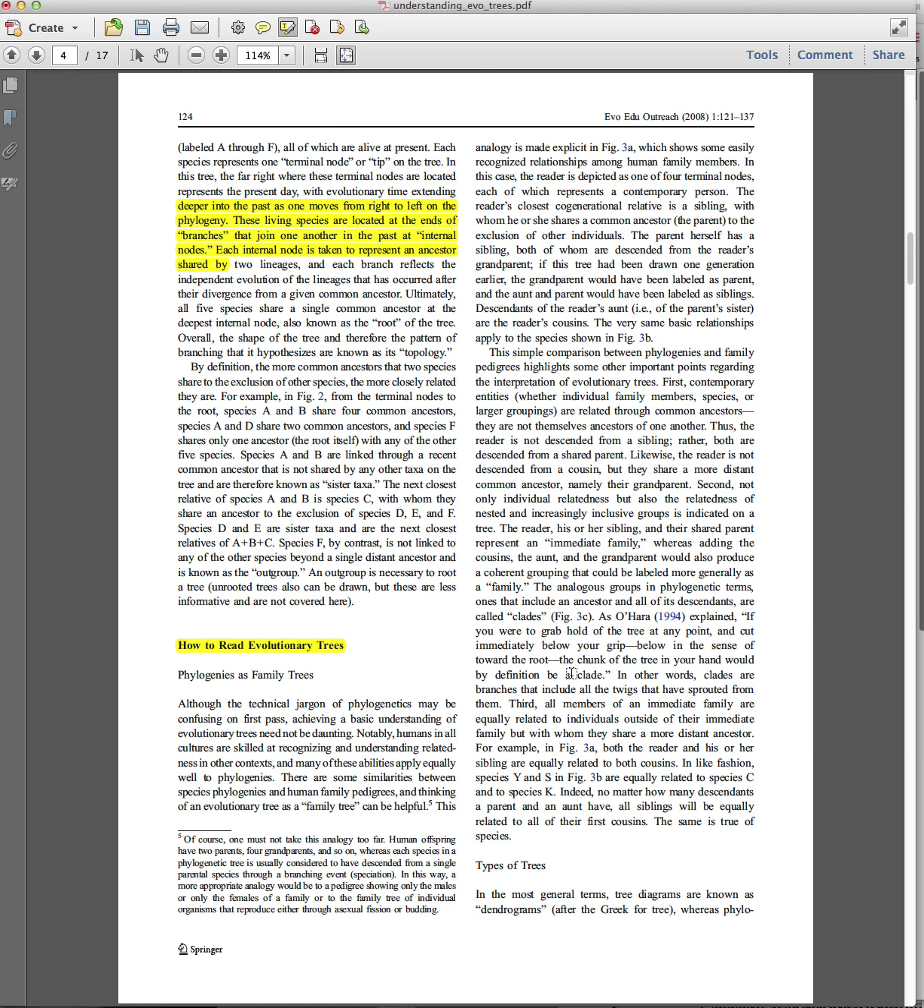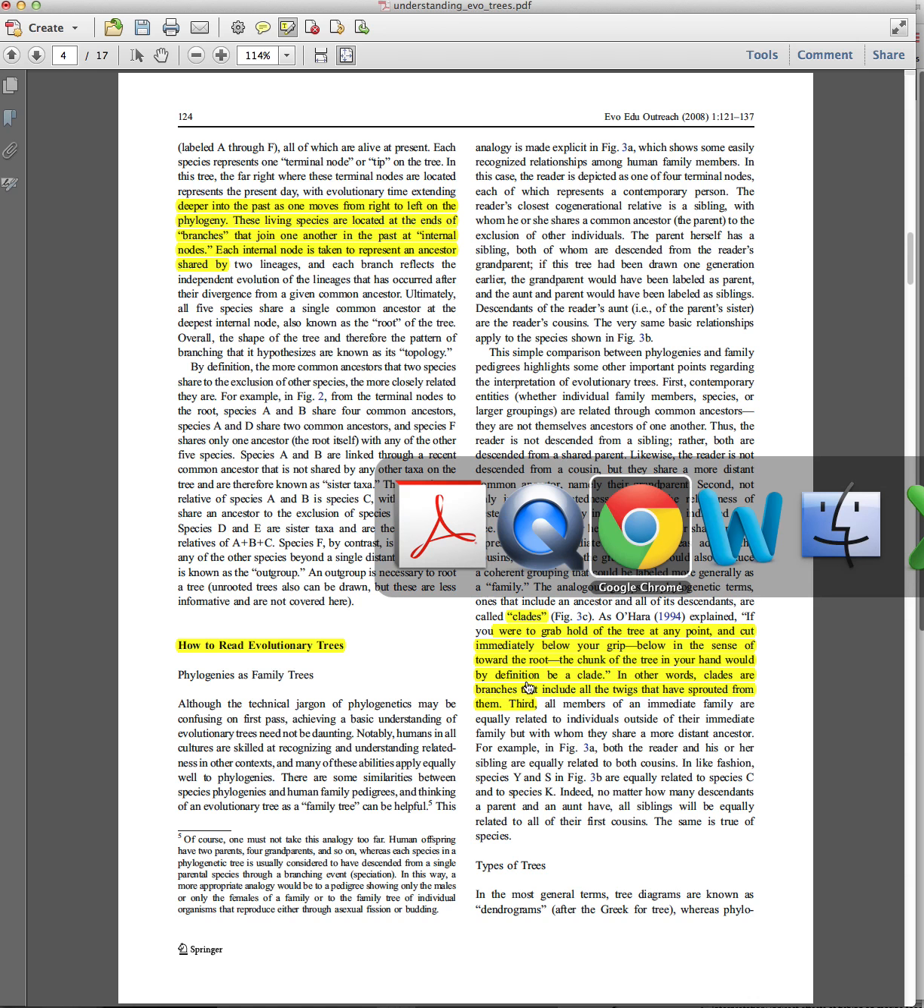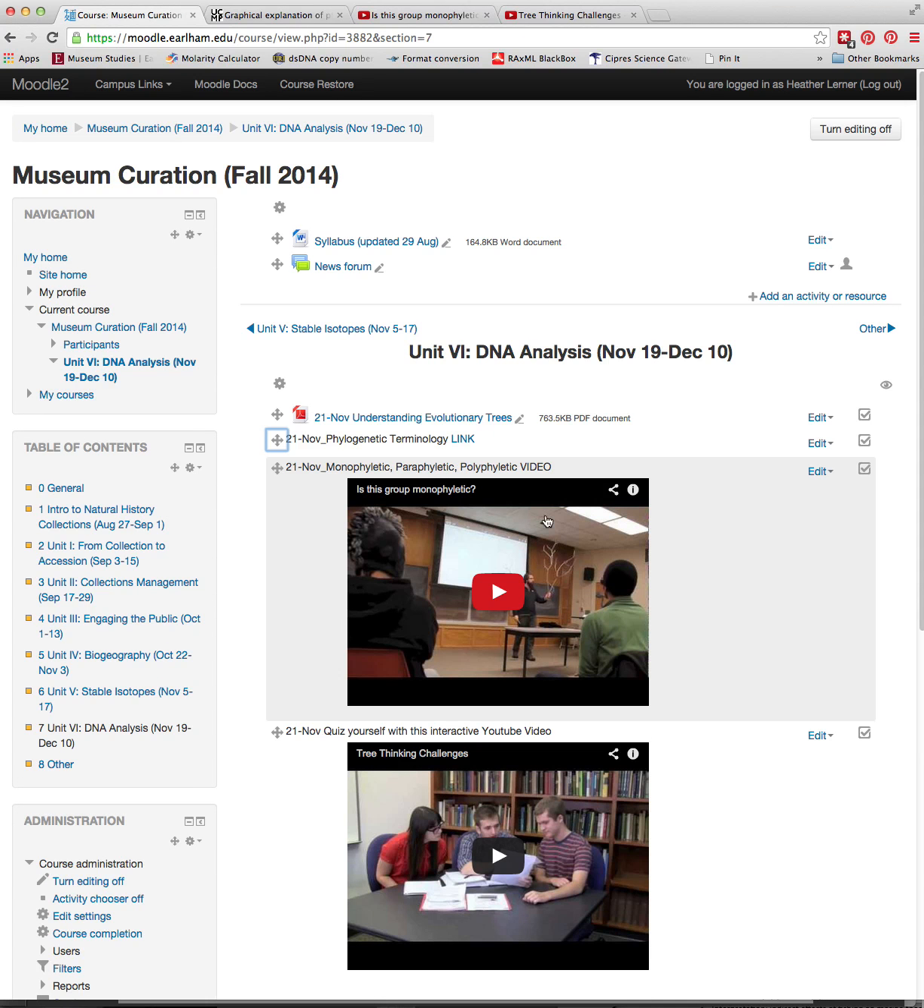They get into the idea of what is a clade, and a clade is a monophyletic group. And they don't use the term monophyly or polyphyly or paraphyly here, but this is something that you're going to need to know to be able to describe the trees and the hypotheses that we're using in this class. So that's where I would refer you to. This is the paper we just looked at. Skip out for a second and go to this phylogenetic terminology link.